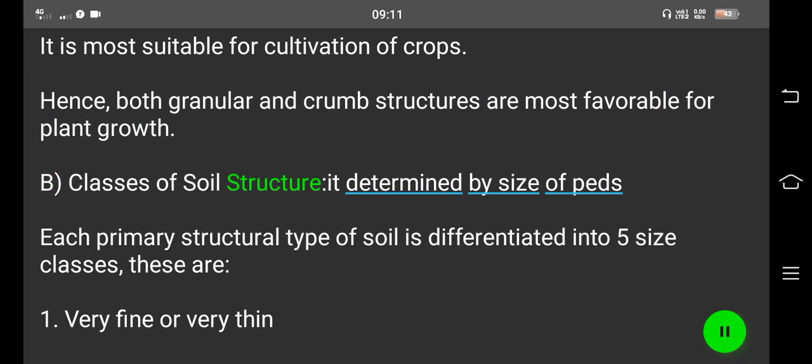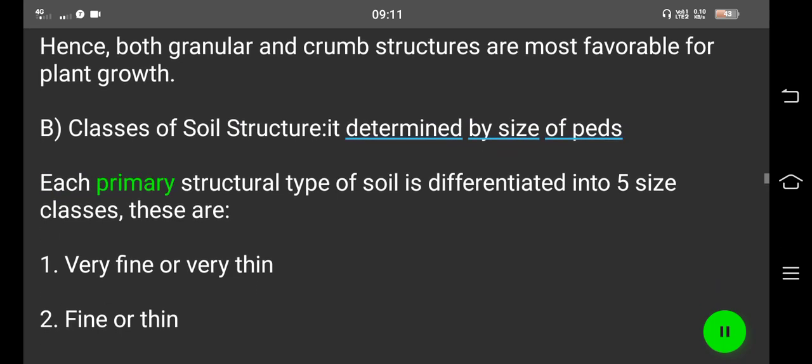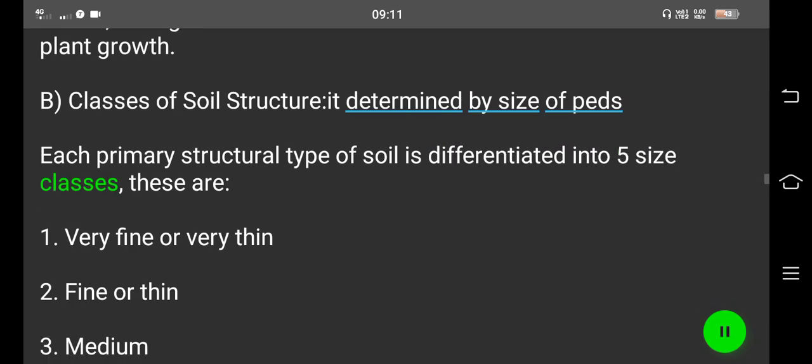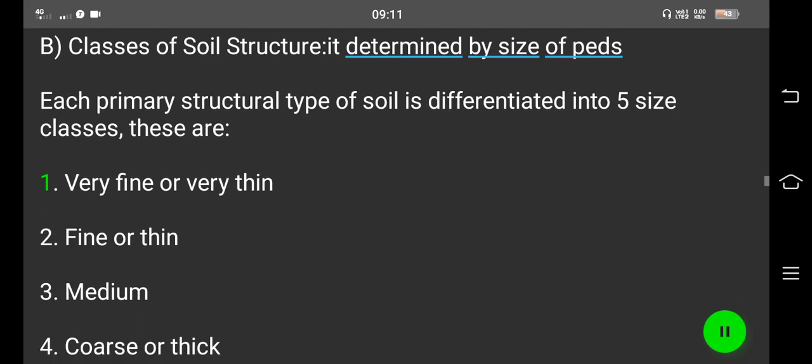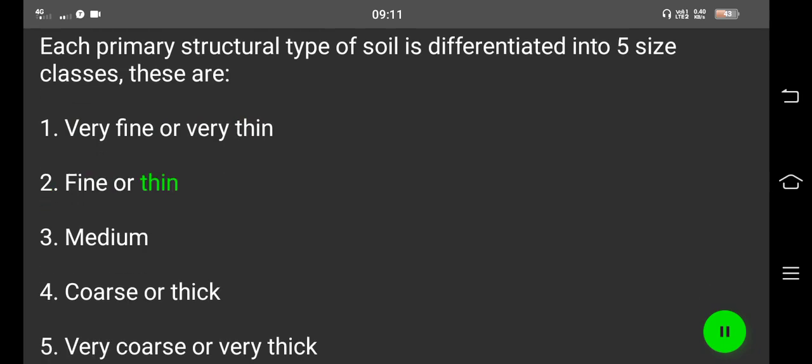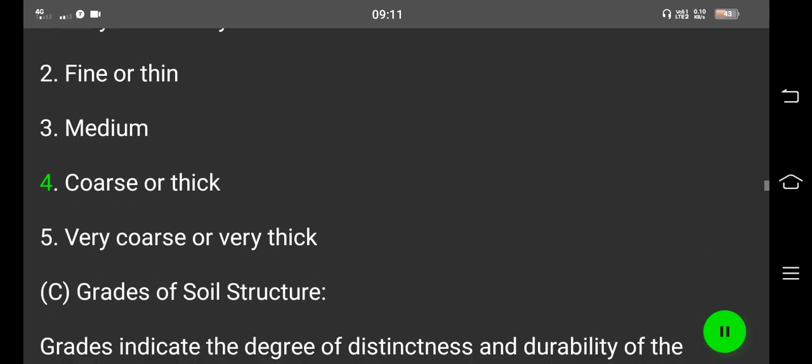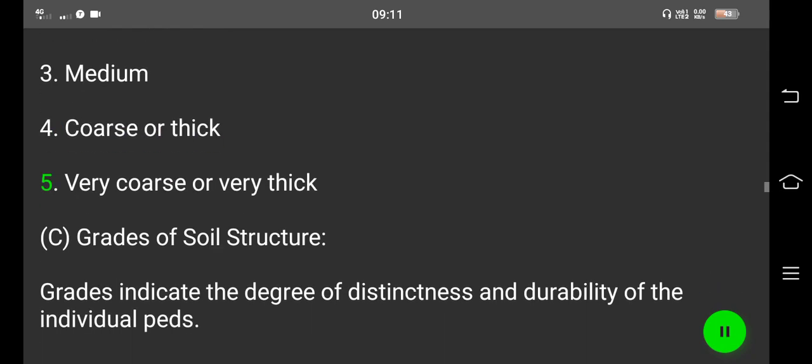B. Classes of soil structure. It is determined by the size of peds. Each primary structural type of soil is differentiated into 5 size classes. These are 1. Very fine or very thin. 2. Fine or thin. 3. Medium. 4. Coarse or thick. 5. Very coarse or very thick.